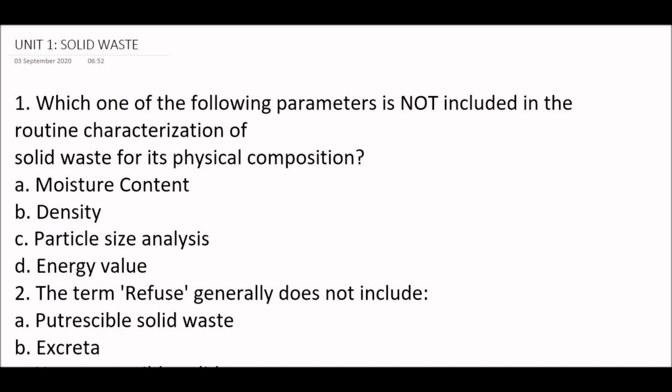In today's YouTube session, we are going to learn solid waste management, multiple choice question and answer. And this is your Unit 1. And Unit 1 name is solid waste.